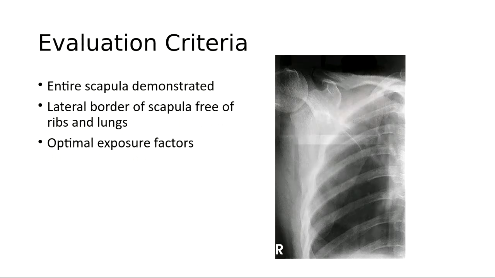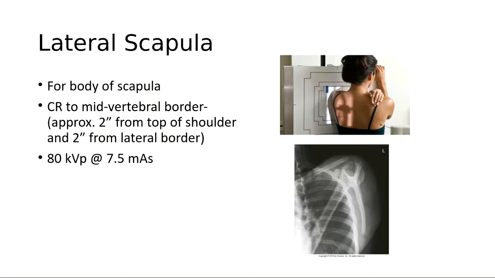Now, the lateral scapula is the next view. This particular image is figure 5.96 on page 208. The AP, if I didn't say it, was on page 207. In this positioning, where she has her hand on the opposite shoulder, this is going to demonstrate the body of the scapula much better. The central ray again is to the mid-vertebral border, approximately 2 inches from the top of the shoulder and 2 inches from the lateral border.